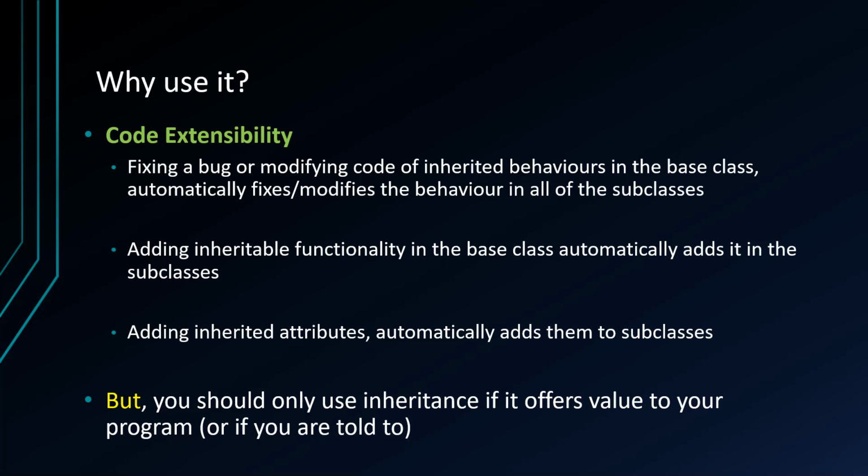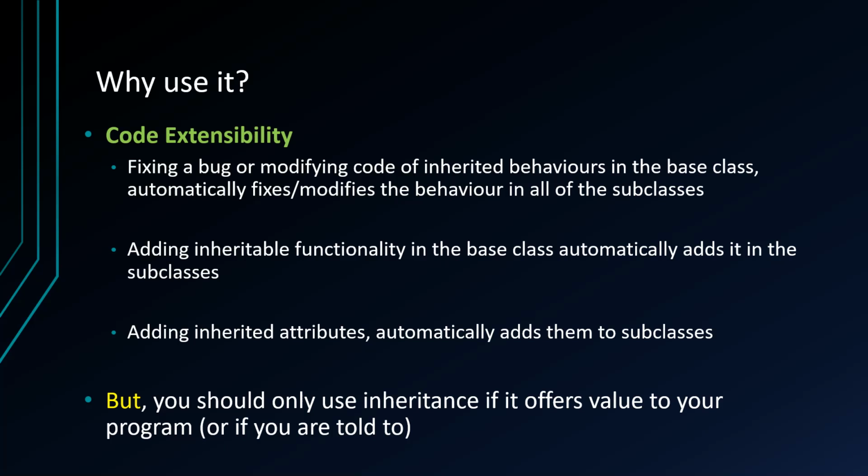But you should realize that you should only use inheritance if it actually offers value to your program, or if you're told to by me. So what I mean by that is, if you're making a game and you have a player and an enemy, and they only share one or two things out of their 30 or 40 things they do, that may not necessarily be a good time to use inheritance. It doesn't really make sense to, right?